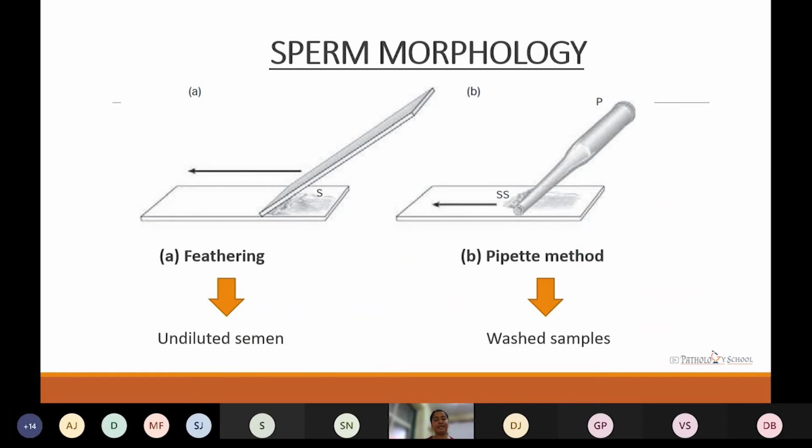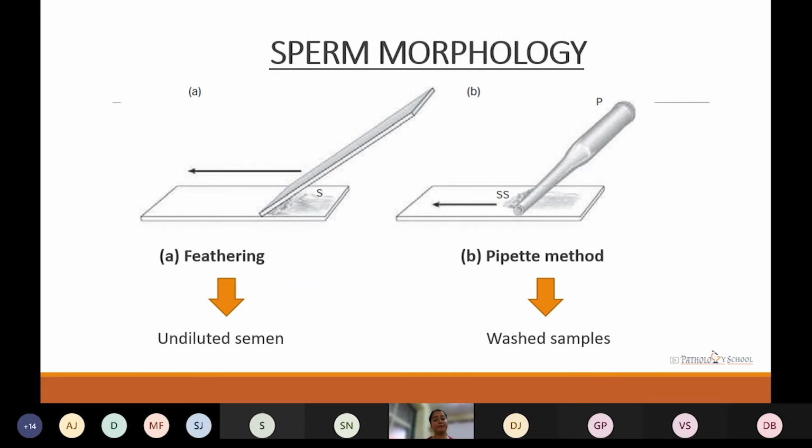The sperm morphology can be detected by 2 methods. Number one is feathering, which is done for undiluted semen samples, and the other is the pipette method, which is done for the washed sample. So in case of feathering, what we do is we take a slide, we put a drop of the undiluted semen, and then we take another clean slide and glide the semen sample over it.